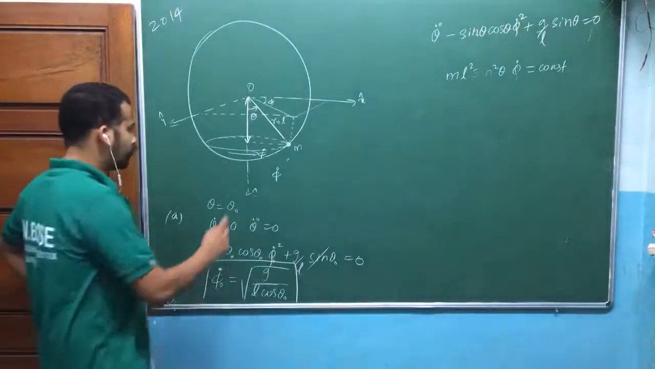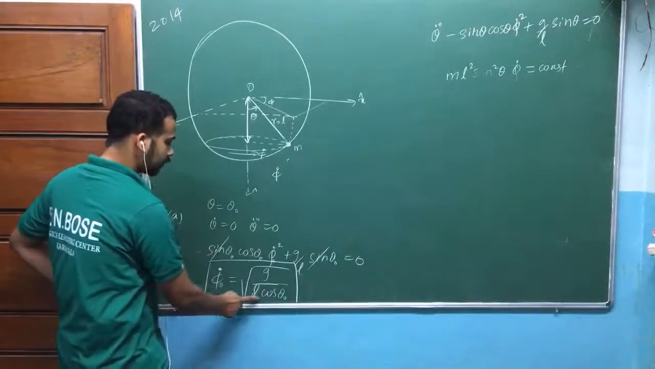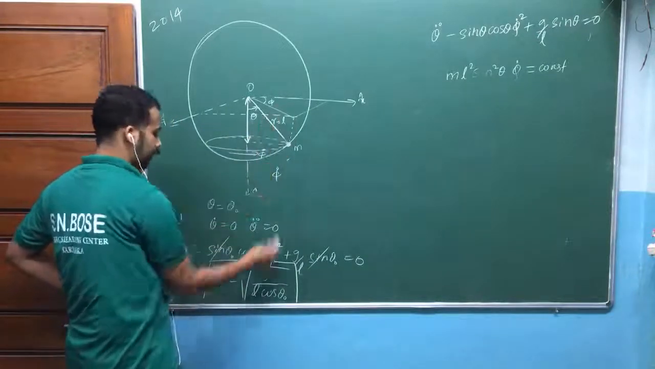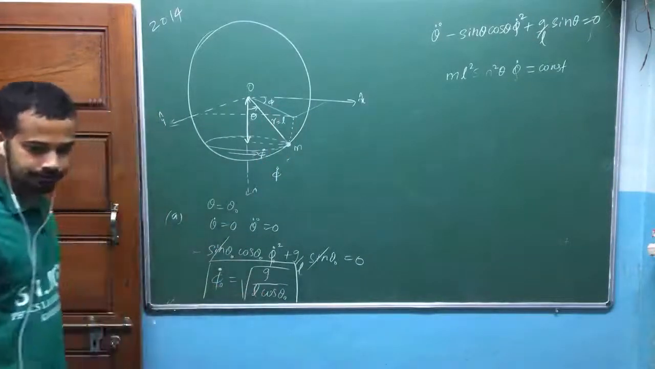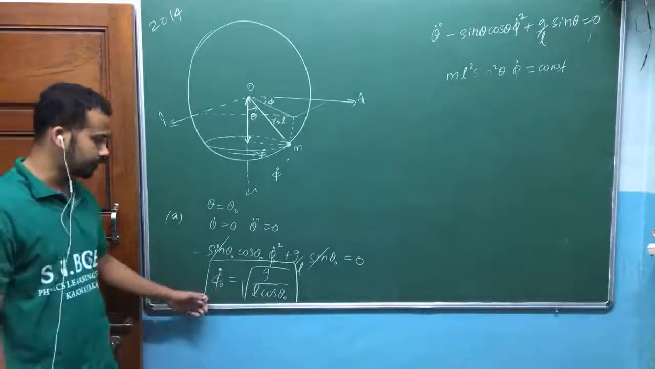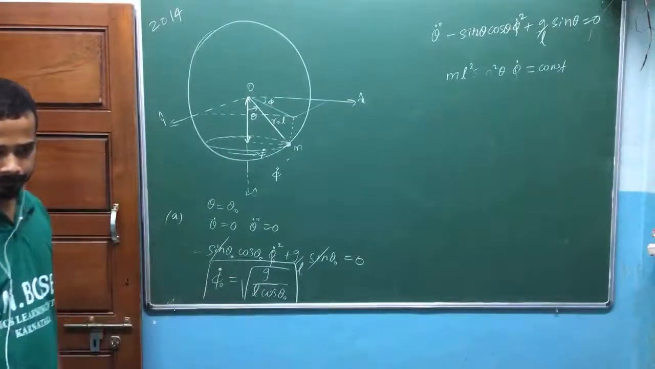This mass should move with this much angular velocity so that again this string will make an angle theta naught with the vertical. So that is part A of the question. Let me quickly get into the next part.